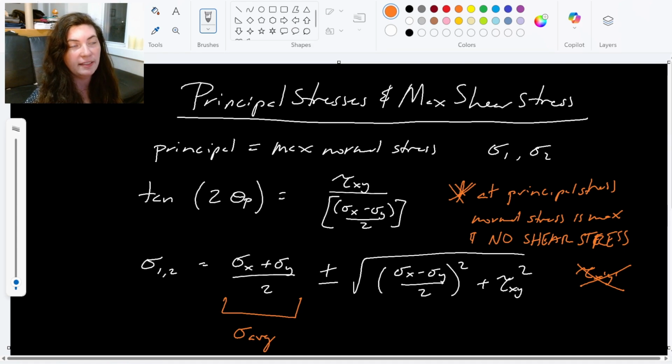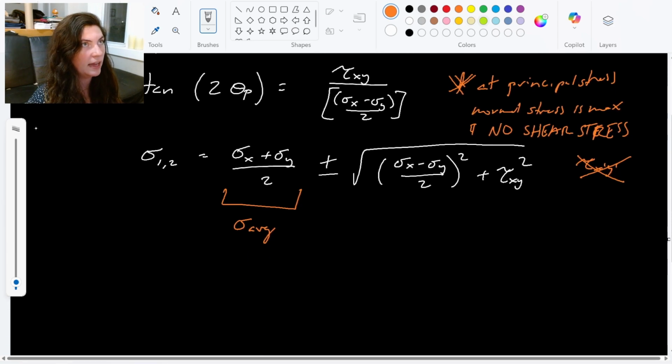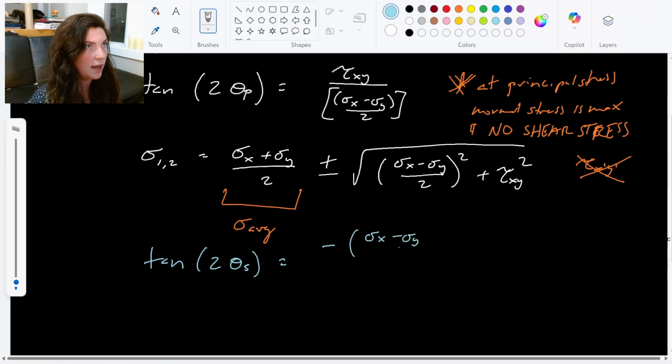But what if we wanted to find that max shear stress? Right, we've got a couple more equations for that. We can find the angle for the max shear stress using tangent of 2 times theta s, right? So that's our angle for the shear stress, is going to be negative sigma x minus sigma y over 2, all over the shear stress. So very similar to our principal stresses, just kind of inverted and made negative.